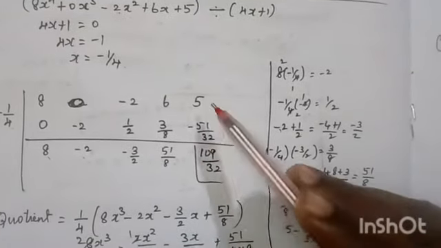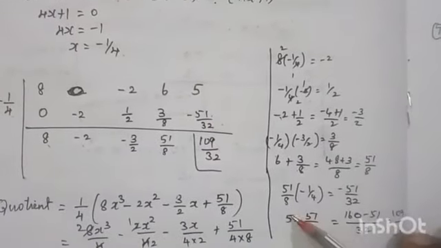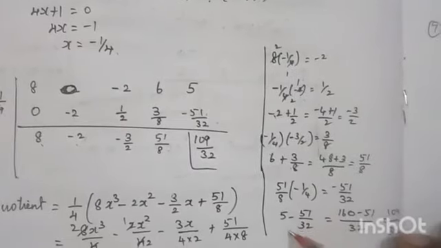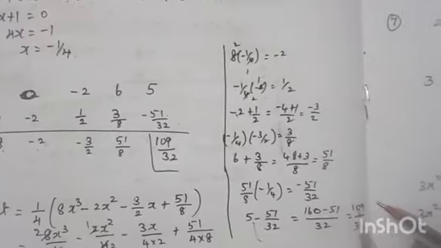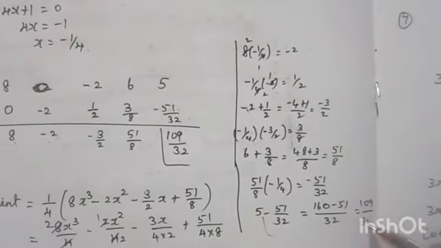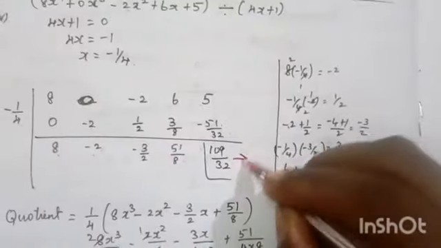Minus 51 by 32. Now we have to add these two, that is 5 minus 51 by 32. LCM: 5 into 32 is 160, minus 51 by 32. So that is 109 by 32. So this is the remainder.